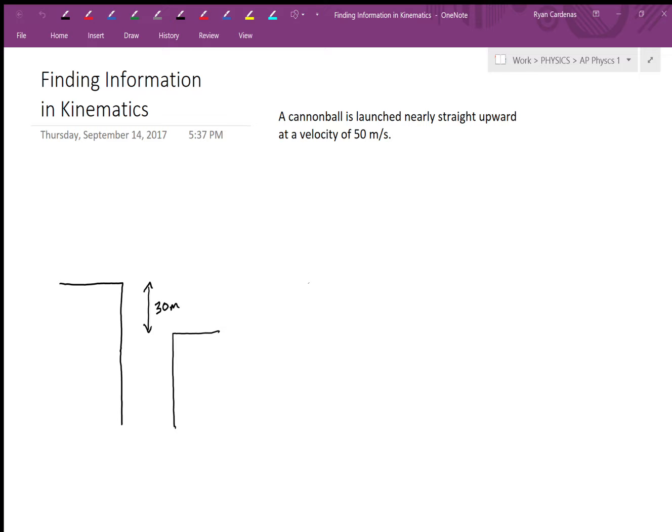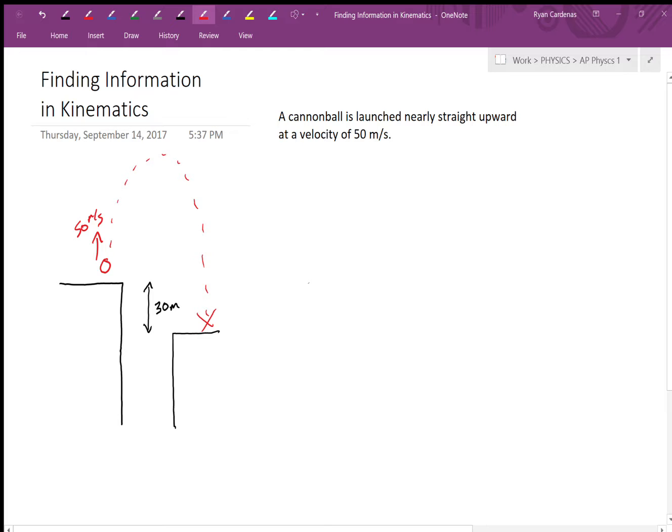Since that's a question that keeps coming up, I'm going to do something here called a goal-less problem, meaning it's a problem that doesn't have a specific goal. For instance, here I've got a cannonball that is launched straight upward at a velocity of 50 meters per second. So I'm going to draw my little cannonball. I'm launching it from a cliff that is 30 meters above the point where the ball lands. We'll say the ball lands down here on top of that other cliff.